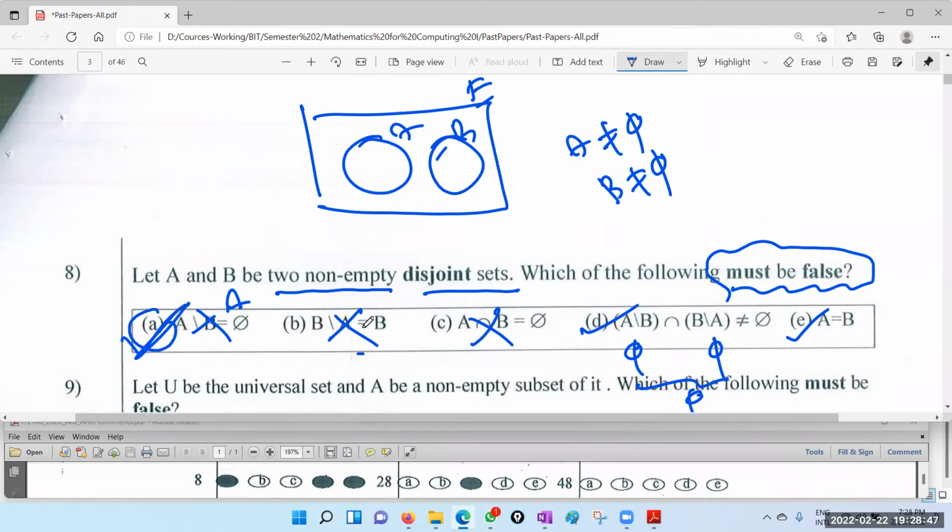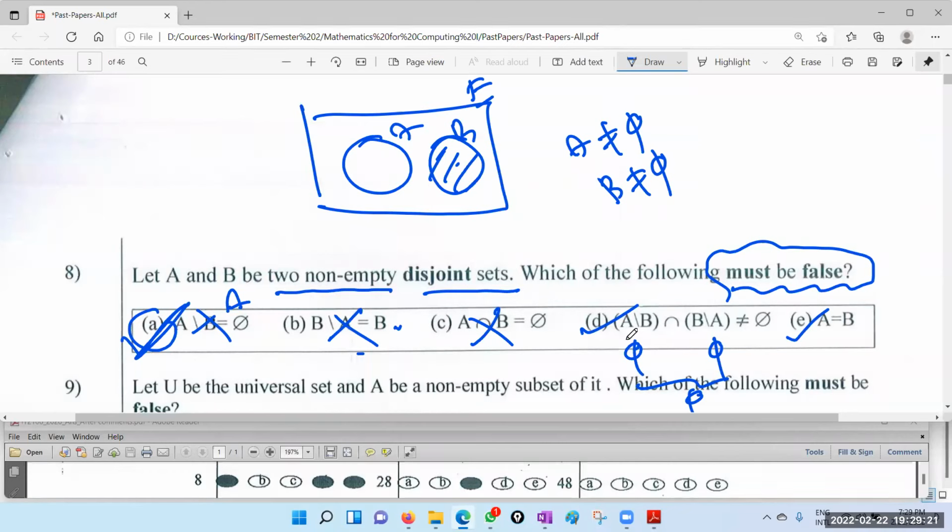Okay, I think I made the same mistake here. B minus A is actually B, because there's nothing you are removing. I told you earlier that B minus A is 5. That is wrong. Actually, B intersection A is the 5. So B minus A must be B. So therefore this must be true. What we need is must be false. A intersection B, that must be 5.